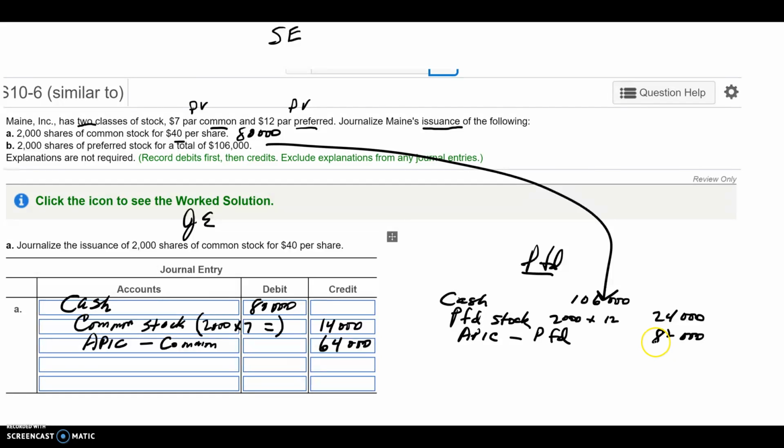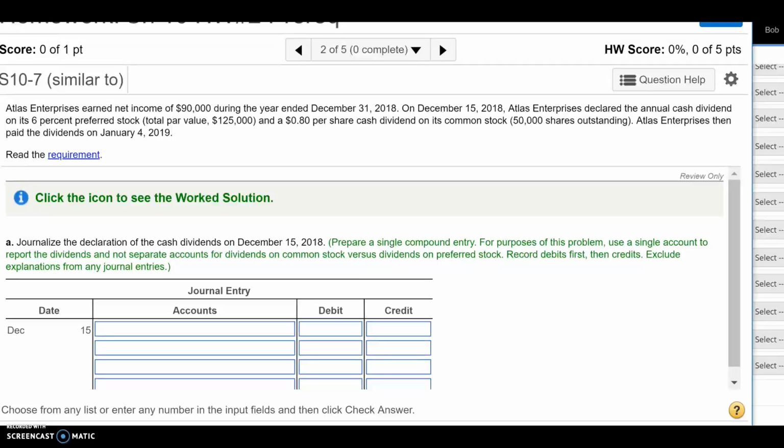goes into APIC preferred. Now notice I wrote APIC preferred, and then I went back and adjusted APIC common. So if we have two classes of stock, we identify the capital paid in excess of par for common and preferred accordingly. Okay? Compare your answer, make adjustments. Let's just learn it the correct way, and we're going to move on now.